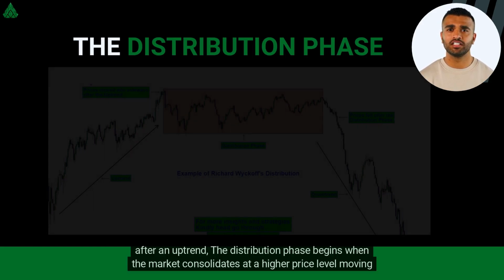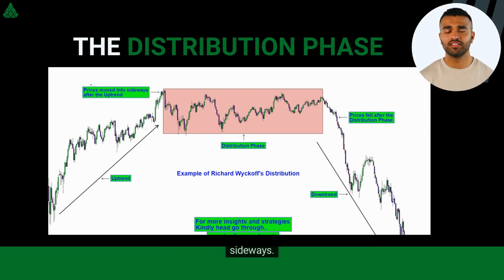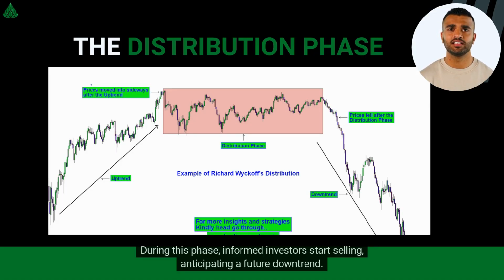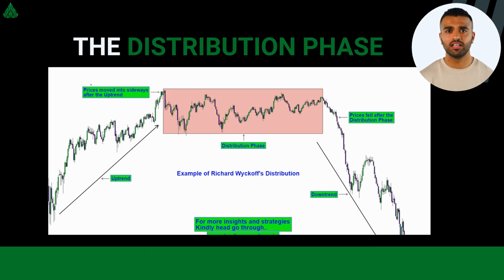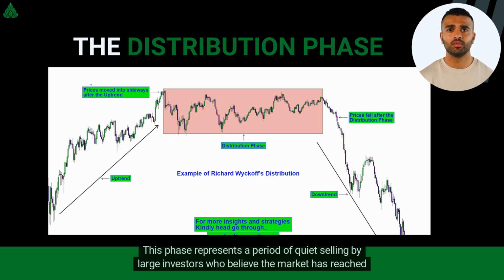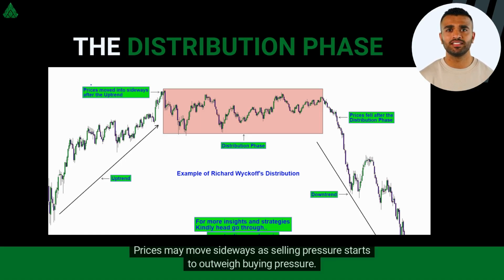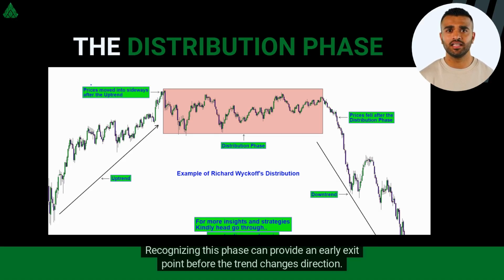After an uptrend, the distribution phase begins when the market consolidates at a higher price level, moving sideways. During this phase, informed investors start selling, anticipating a future downtrend. The distribution phase is characterized by relatively high trading volume and narrow price movements. This phase represents a period of quiet selling by large investors who believe the market has reached a top. Prices may move sideways as selling pressure starts to outweigh buying pressure. Recognizing this phase can provide an early exit point before the trend changes direction.